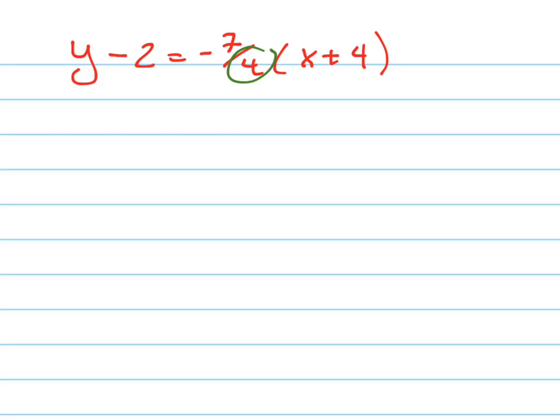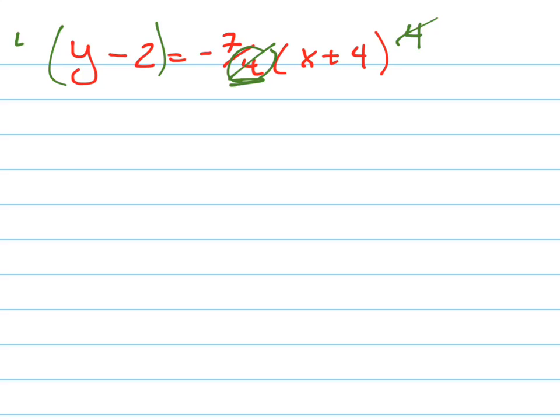Let's try one more problem. If you had y minus 2 equals negative 7/4 times x plus 4, let's do that little trick I taught you. Let's multiply both sides by 4 to clear this fraction. If I multiply by 4 on this side, that 4 and that 4 are going to cancel. You don't need to distribute it because that's on the outside.